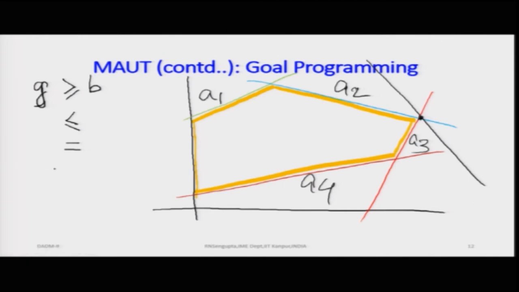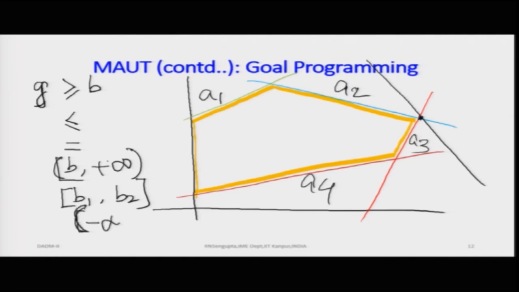So, for the greater than type, it will be B2 to plus infinity. For the case of the bounded one, I will basically have some B1 to B2. So, this B1, B2 would change accordingly. And for the other case, it will be minus infinity to B. So, you have already divided the whole set into three regions: upper bound, lower bound, and some bound in between, based on which you will assign your values.